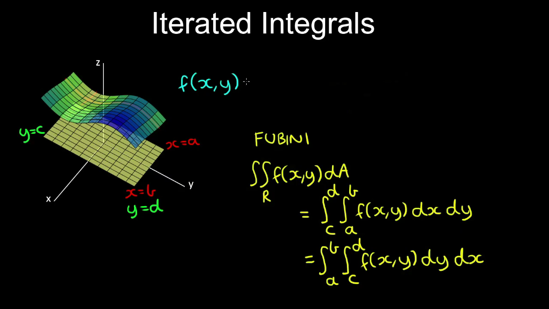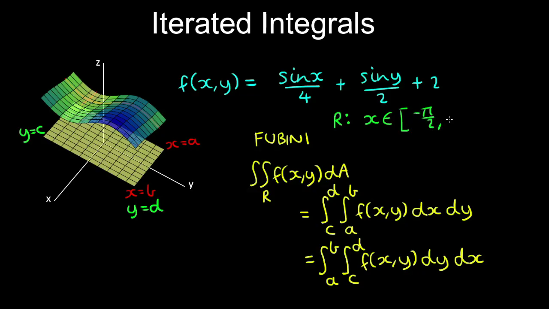So as an example, suppose our function is equal to sine x on 4 plus sine y on 2 plus 2, which represents this portion of the surface above this rectangular region in the xy plane, where x is between minus pi on 2 and pi on 2, and y is between negative pi and pi.